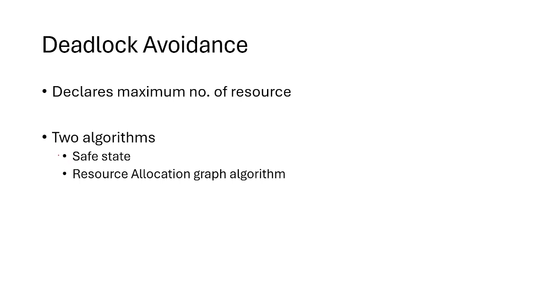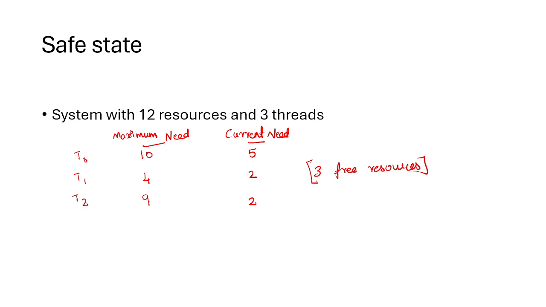There are two types of algorithm in deadlock avoidance. One is the safe state algorithm. The second one is the resource allocation graph algorithm. So we discuss these two algorithms. The first one is the safe state algorithm.